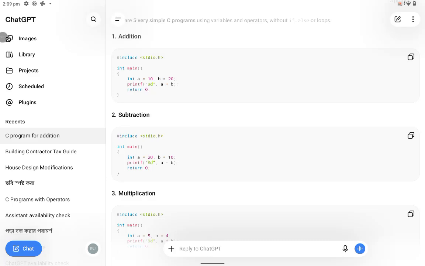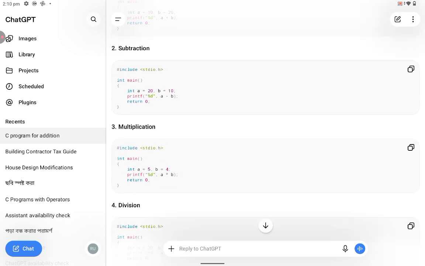So we have already discussed the addition program. Here you can see the first program. There are two variables a and b, holding two values 10 and 20, and this program is adding a and b and displaying the result. In the statement %d comma a plus b, in a single printf statement, this program is actually adding and displaying the result. Very simple program.